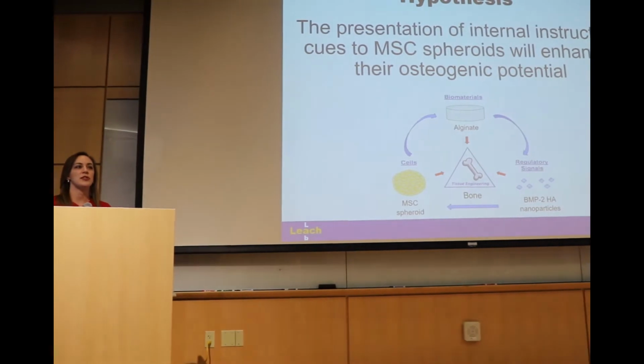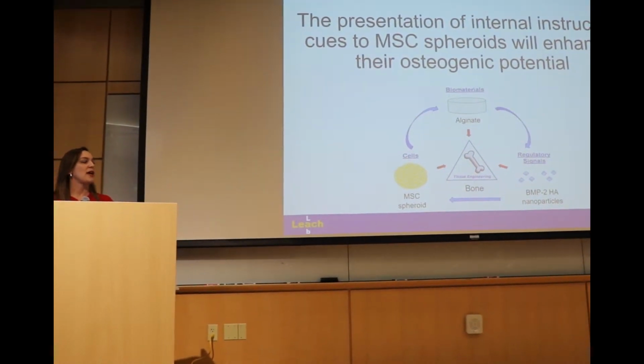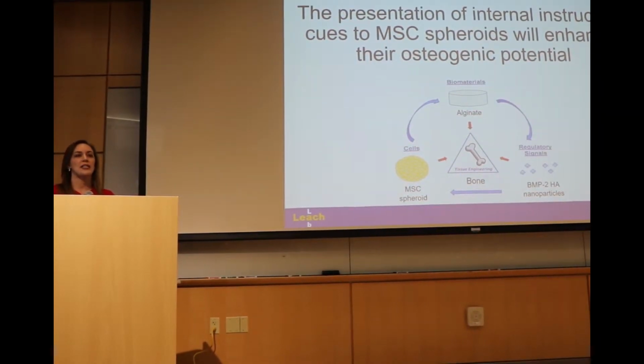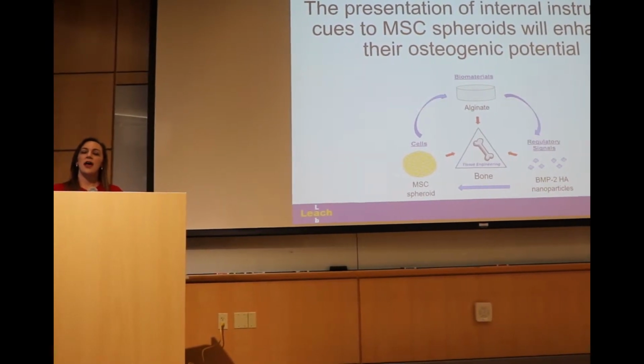An additional instructive cue that's commonly used is hydroxyapatite. Now, this is the main mineral component in bone. It's typically used in hard scaffolds, but what if we were to use it differently and incorporate BMP2 as well? And that's exactly what we're doing. We're using HA in nanoparticle form to direct the delivery of BMP2 in a more targeted manner. Specifically, we're incorporating BMP2 HA into the spheroids directly. So that BMP2 HA are our regulatory signals, the MSC spheroids are our cells, and then they will be entrapped in alginate, a natural polymer, to then regenerate bone.